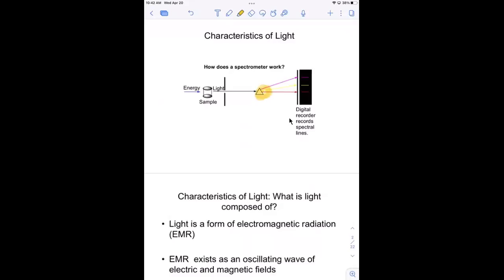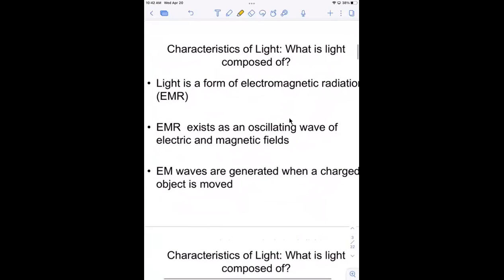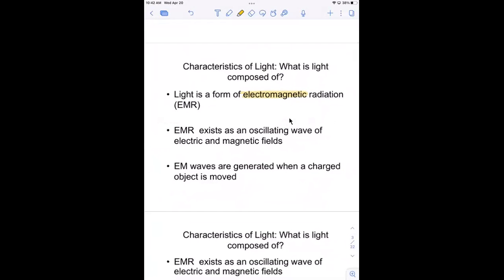But when we think about light and what it's composed of, it has a couple of definitions, but it's actually a combination of both electric radiation and magnetic radiation. So when we talk about light, we call it electromagnetic radiation, right? Because it has an electrical component and a magnetic component. So you've got this oscillating wave of both electric fields and magnetic fields together. And that's what happens when you move a charged object, like an electron or a subatomic particle. When that happens, you generate this electromagnetic radiation.